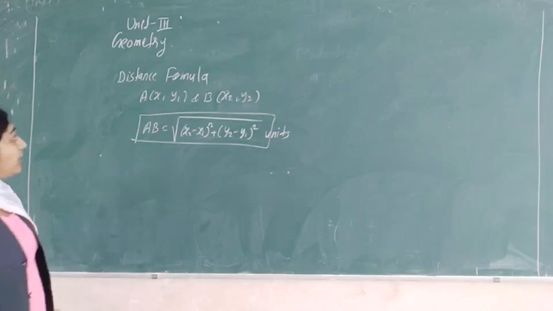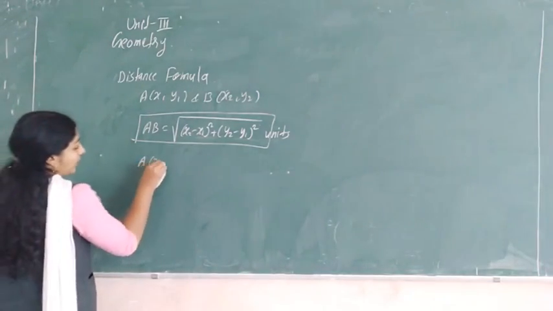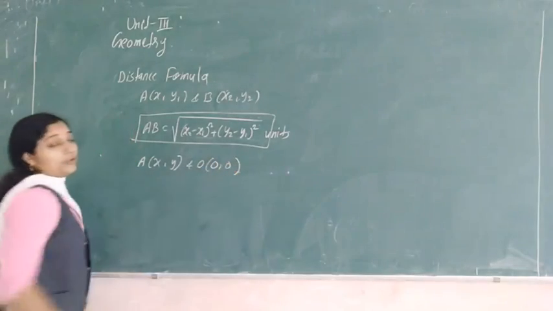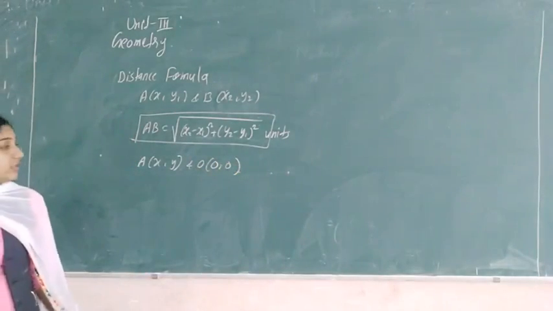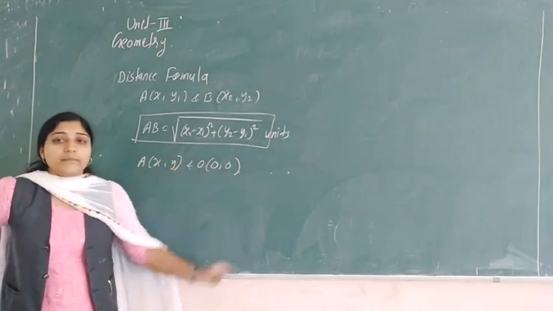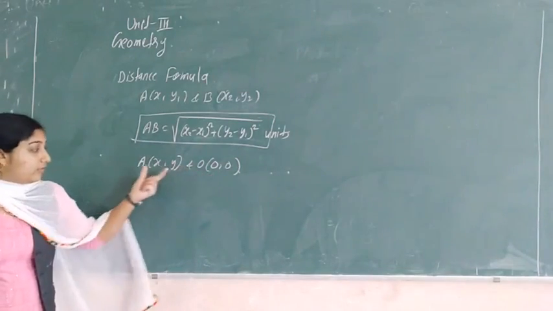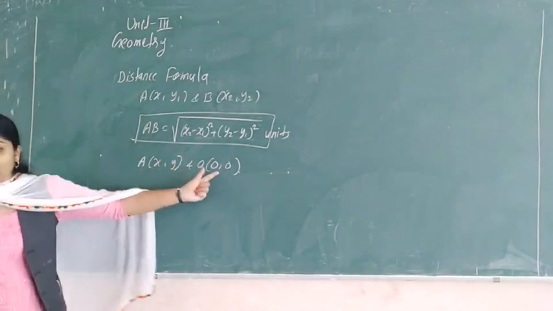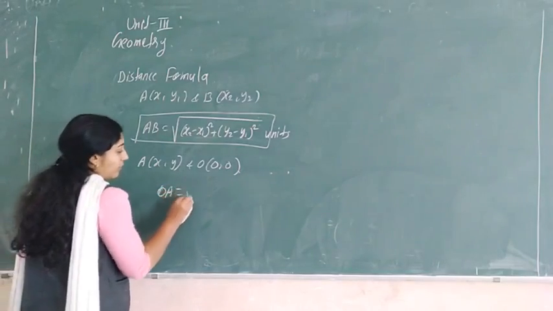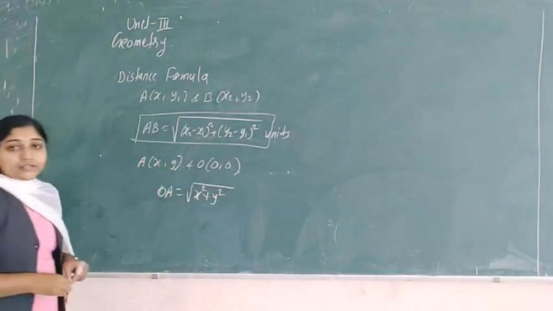Similarly, suppose we want the distance between any point A (x, y) and the origin, that is O (0, 0). The origin is always denoted by O, and origin means both values are 0. Only remember that. So if you want the distance of this point from the origin, it is given by OA equal to the square root of x square plus y square. Remember this formula.